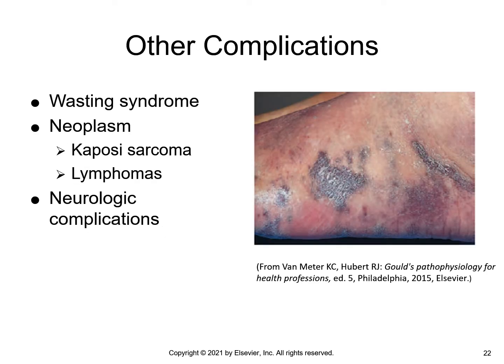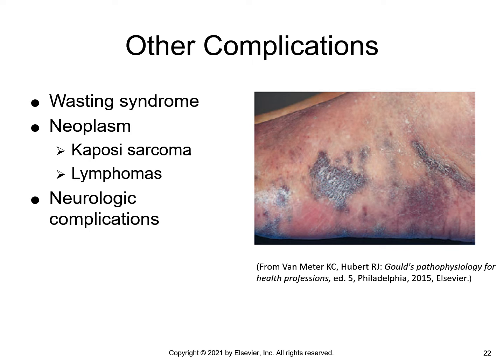Kaposi sarcoma is one of the most common causes of malignancy in HIV-positive people. Kaposi sarcoma is caused by the human herpes virus type 8. It does not usually cause death. It appears as discolored areas on the skin, but can also form inside the mouth, lungs, and intestines. The skin discoloration may range from pink to red to purple.